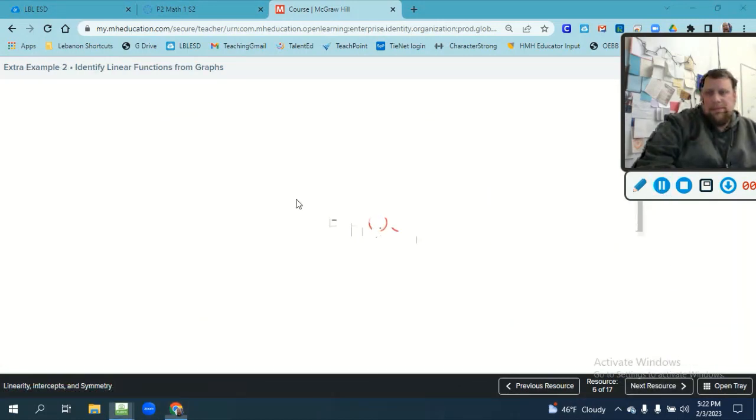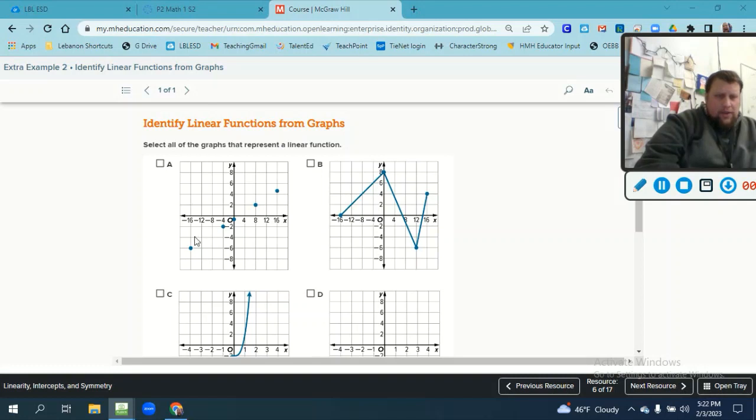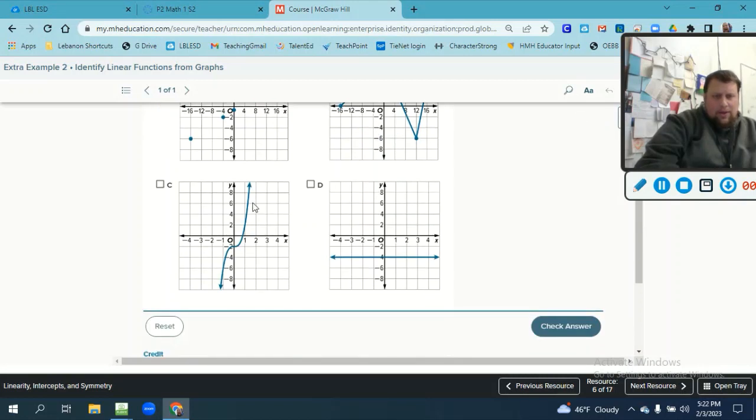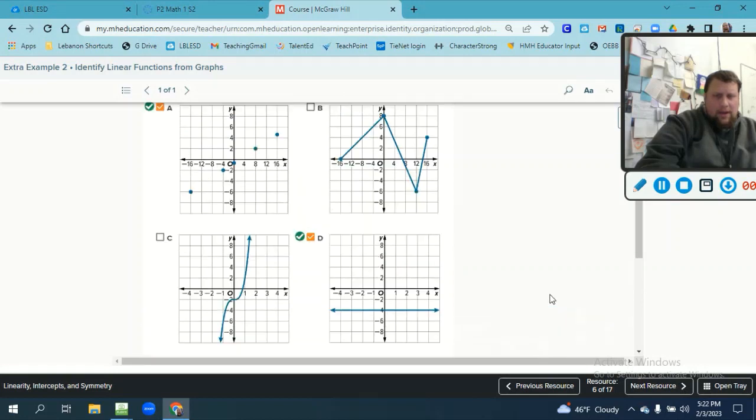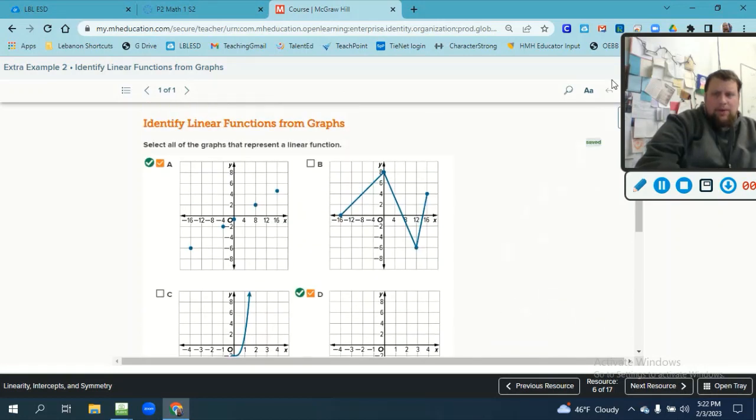Okay, let's select all the graphs that are a linear function. Notice I could do a straight line through this. That's linear. Clearly not a straight line, not going to work. Again, there's a curve, not a straight line. Yes, this is horizontal. D is a straight line. Look at that. We did it. Boom, boom. Shake the room.